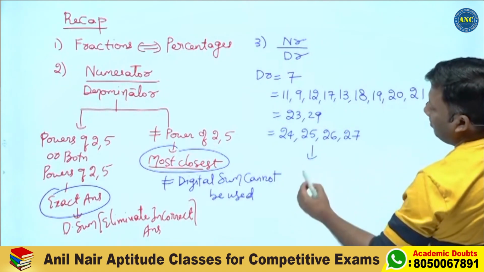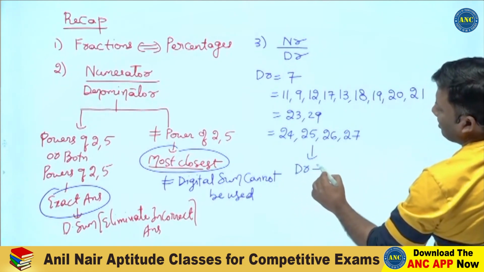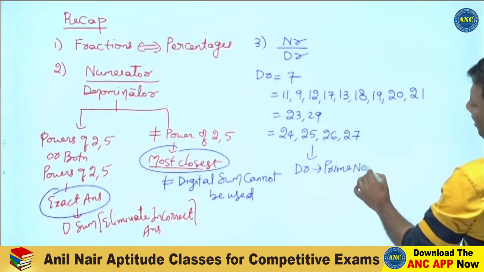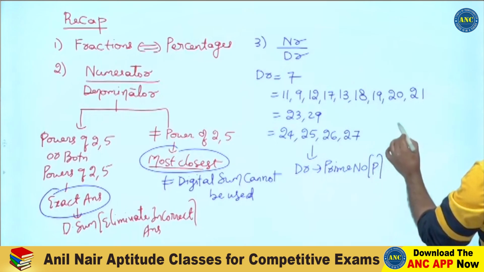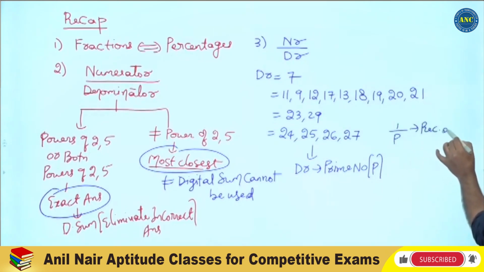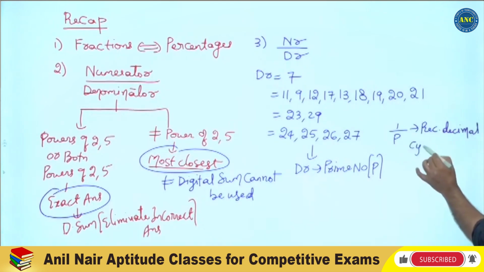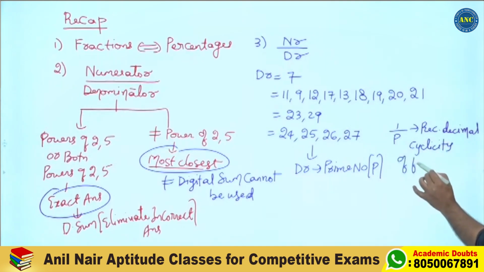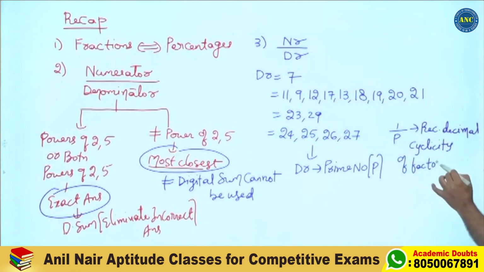What is that concept? If the denominator is a prime number, which is p, then 1 by p will always be a recurring decimal with a cyclicity of a factor of p minus 1.